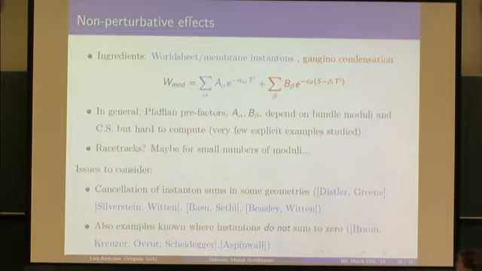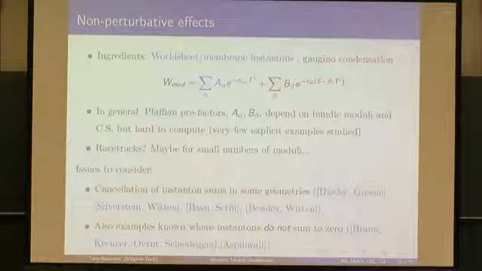And finally, just before I put everything together, non-perturbative effects. The ingredients are the same as Roberto has mentioned in detail in his talk. In general, you have worldsheet membrane type instantons, gaugino condensation terms. And in general, the prefactors of these, the A alphas and B betas, depend on both the bundle moduli and the complex structure moduli of your theory. There is, in principle, a very rich structure here.